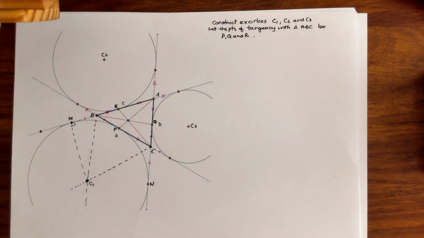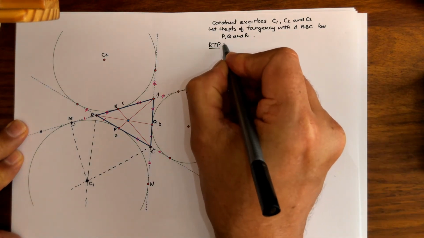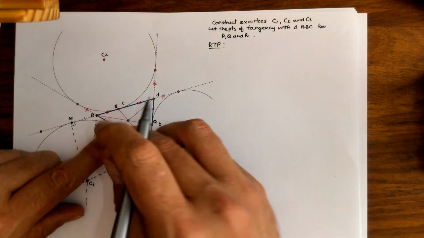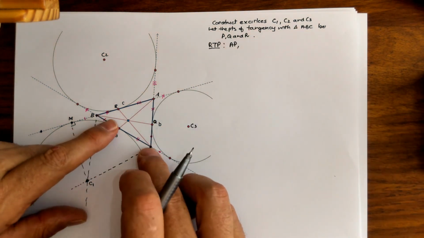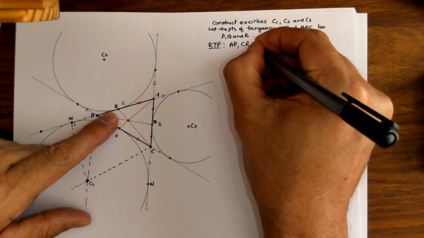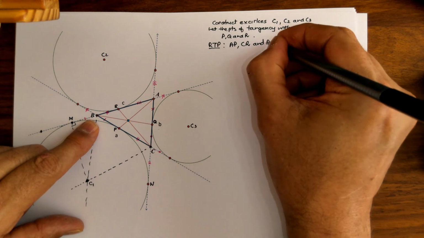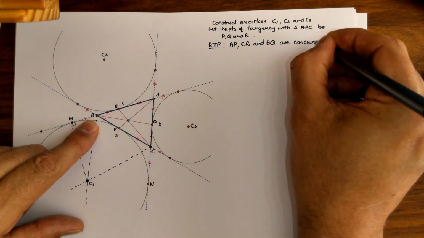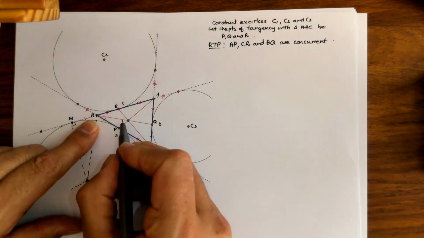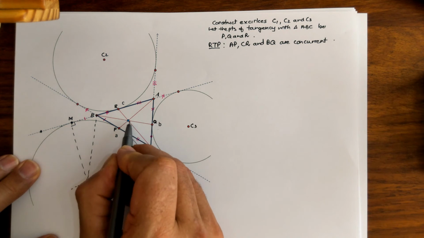Okay, so now what are we required to prove? We are required to prove that the line segments AP, CR, and BQ are concurrent. In other words, they cut in the same point here, and that point is what we call the Nagel point.